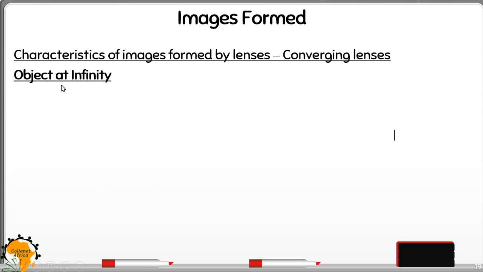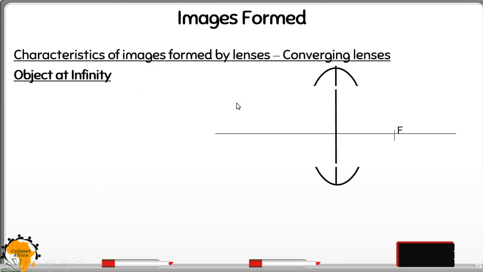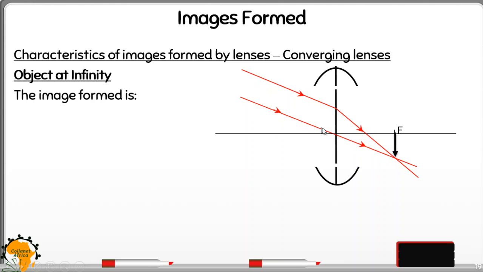We start with the object at infinity. We have our lens, a converging lens. These rays, as you can see, are coming from far away, from a distant object. After refraction, the first ray will be converged. The second ray that is passing through the optical center goes undeviated. Where they intersect, it gives us the tip of the image, and as you can see, we are able to get the characteristics of the image formed.